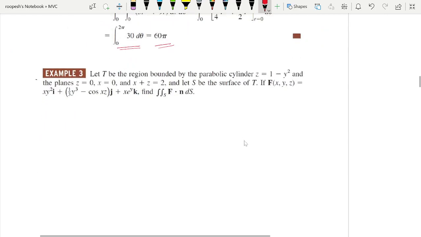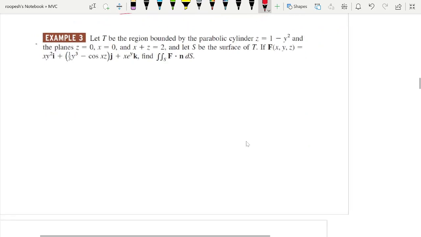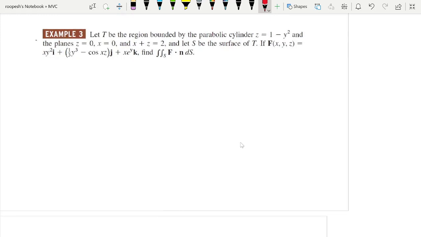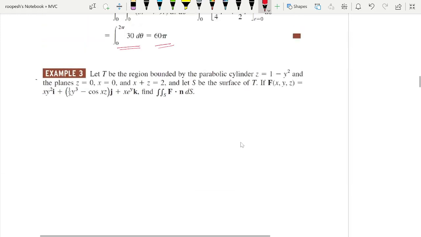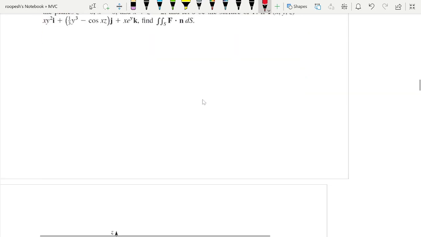Now example 3. Let T be a region bounded by the parabolic cylinder z equal to 1 minus y square and the planes z equal to 0, x equal to 0 and x plus z equal to 2, and let S be the surface of T. If F of x, y, z equals x y square i plus 1 by 2 y cube minus cos z j. Okay, F is given. Now we are asked to find the double integral over S of F dot n dS.